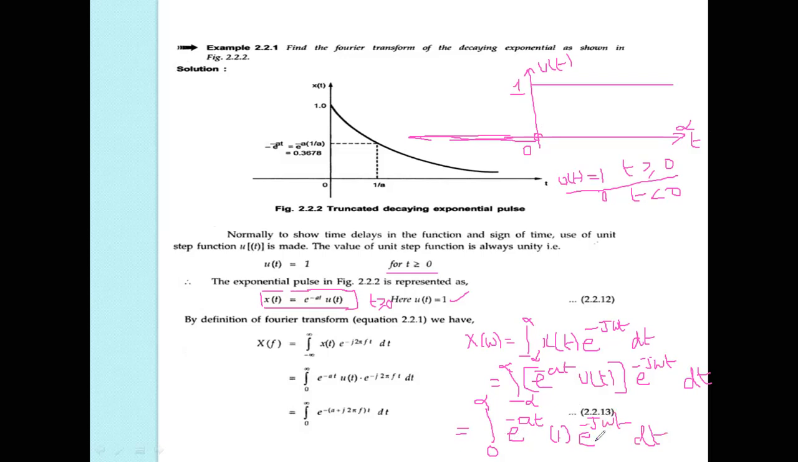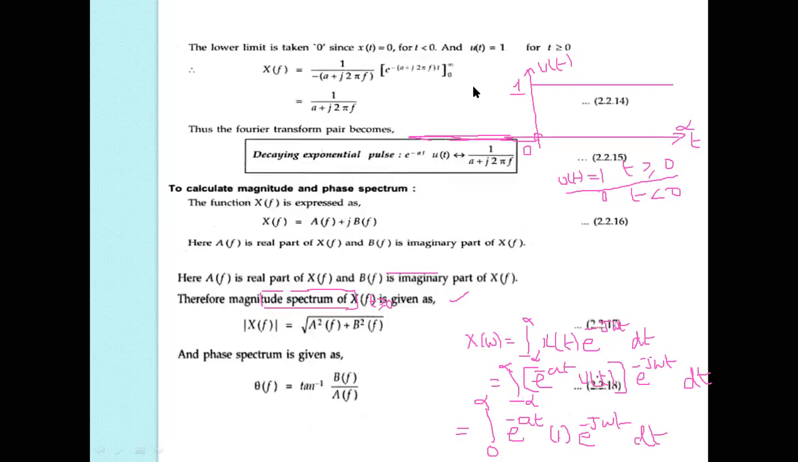Okay. Now the bases are the same, so you can add the powers. That is equal to the integral from 0 to infinity of e power minus, taking as common, a plus j omega into t dt. Okay, my dear students.